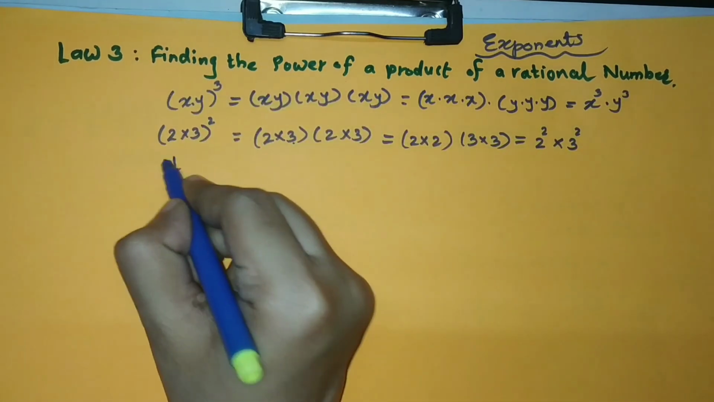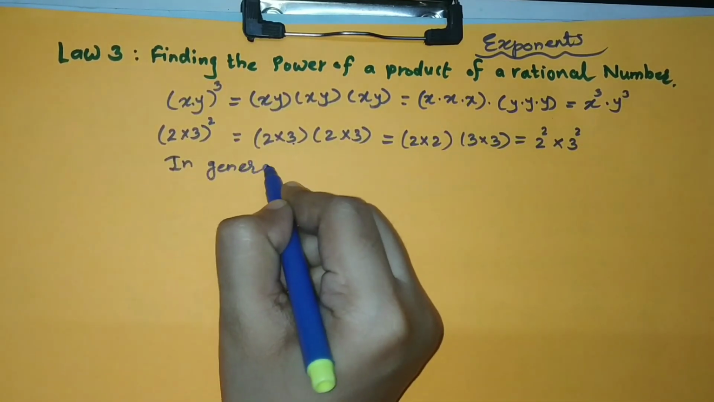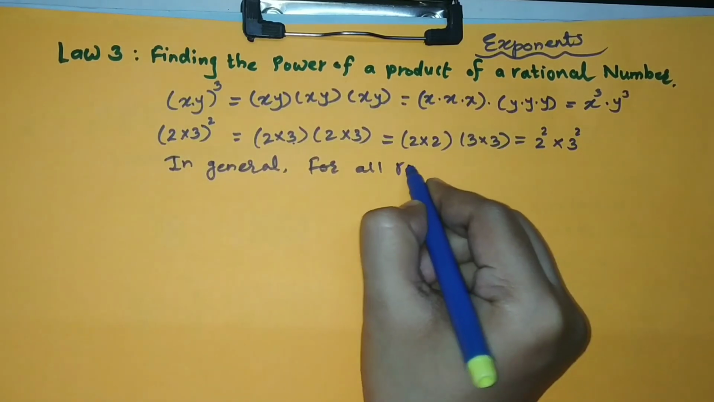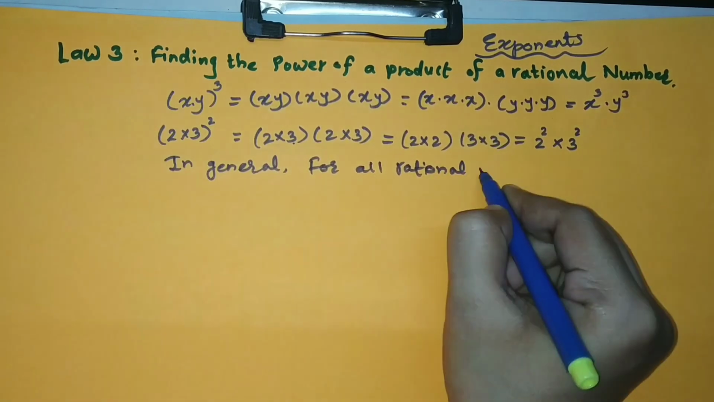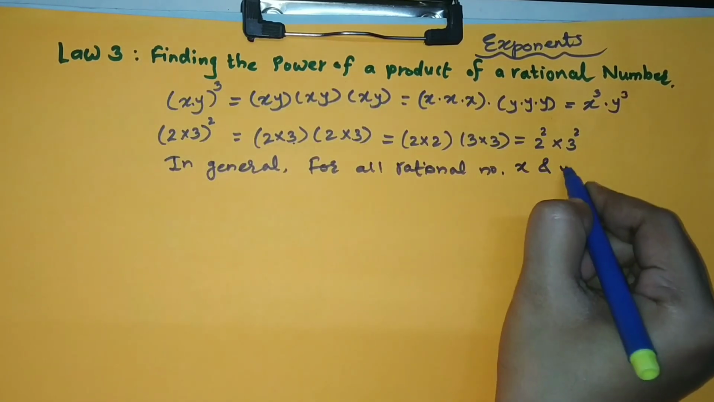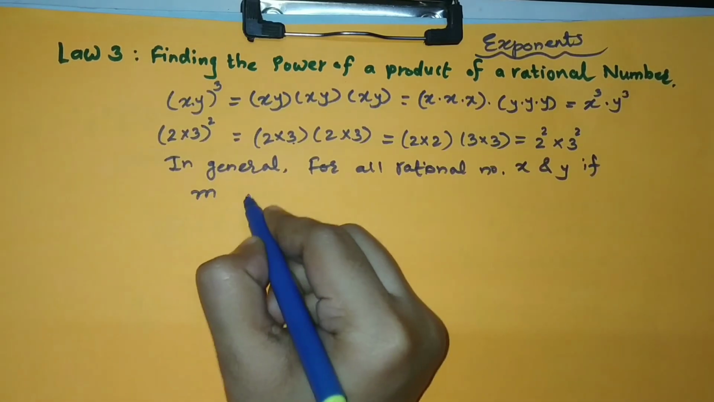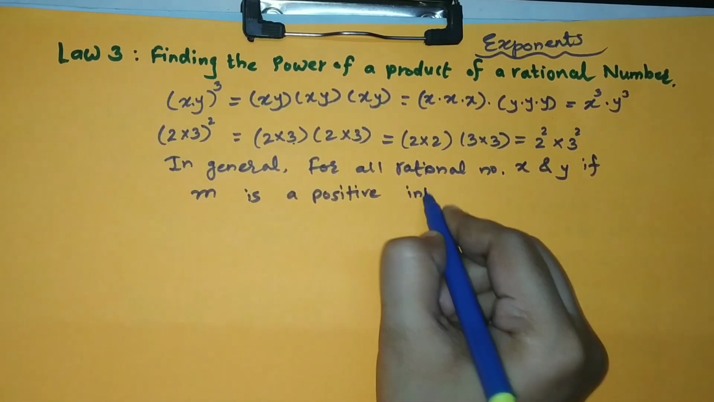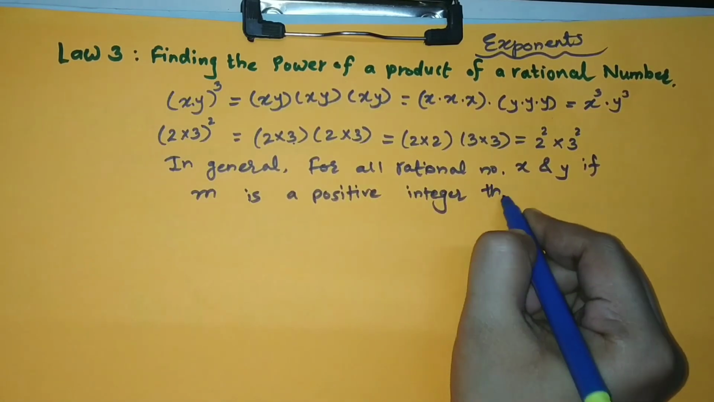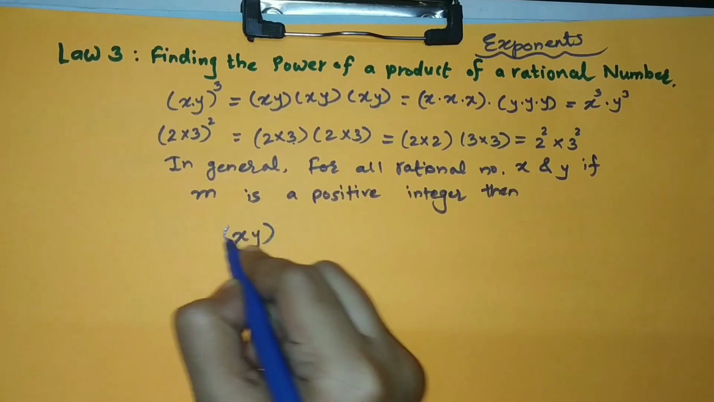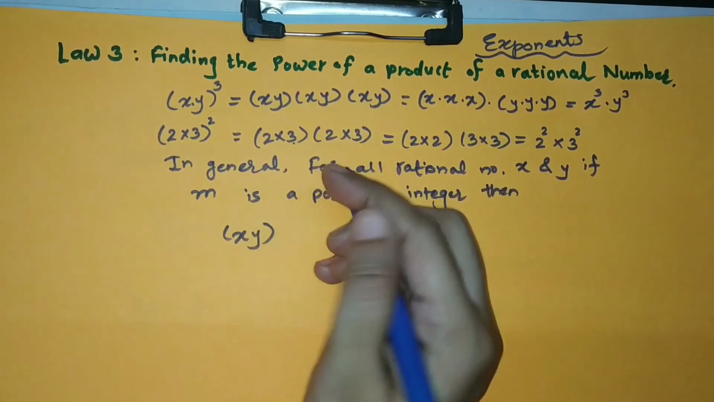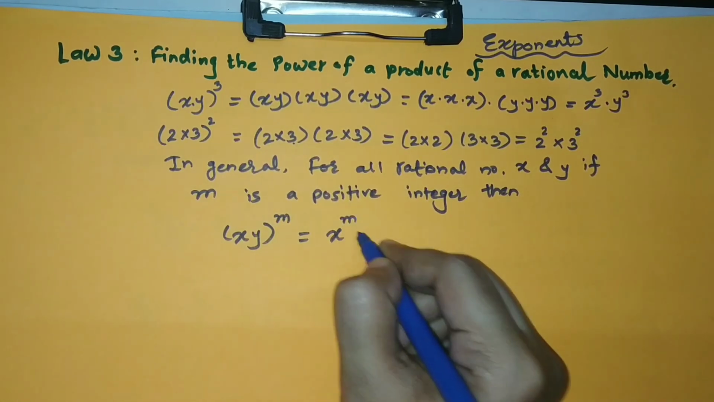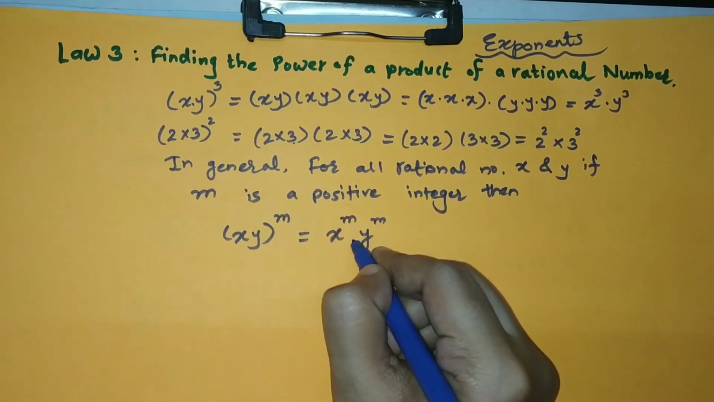So in general, friends, you can write for all rational numbers x and y, if m is a positive integer, then (x y) to the power m. Friends, x and y are any two rational numbers and their product is there, and here the power is a positive integer m, so you can separately give this power m to x and separately give the power m to y, and there is a multiplication.